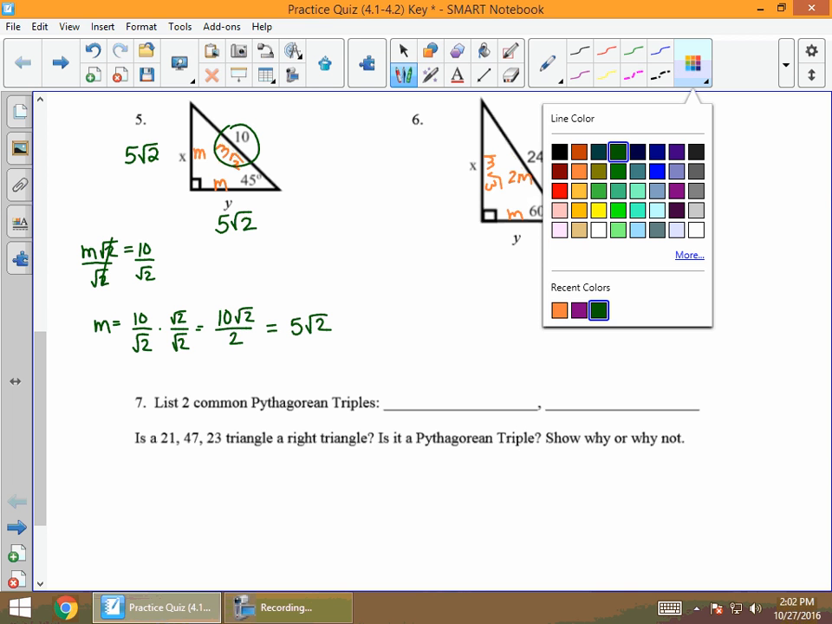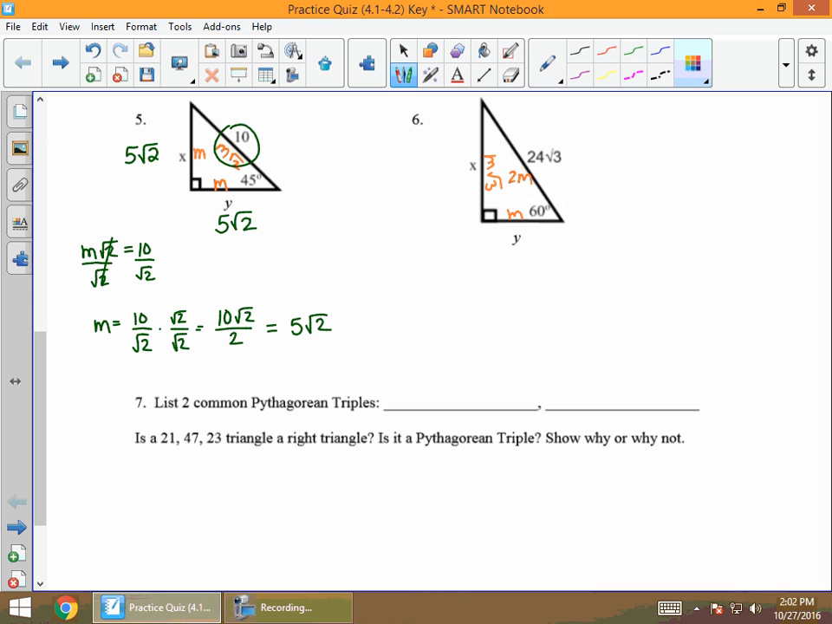Number 6. Look for my equation. Right here is my equation. 2m is equal to 24 radical 3. Divide both sides by 2. So m is 24 divided by 2, which is 12 radical 3. So y is equal to m, so this is 12 radical 3.